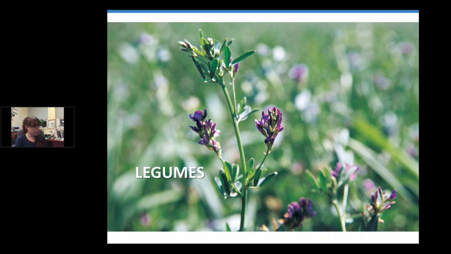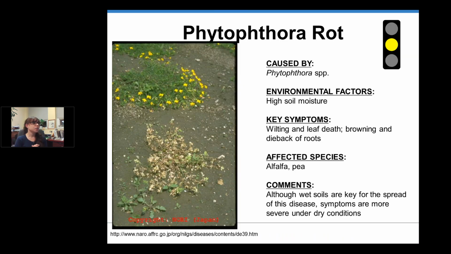I'd like to take a few moments to highlight a few diseases of legumes. I talked a little bit about this already, but this is Phytophthora rot. Phytophthora is one of those water molds that I was just mentioning. The water molds typically are root pathogens, and they tend to be a severe problem when you have soil that is very heavy and very poorly drained. And this is the result that you'll see.